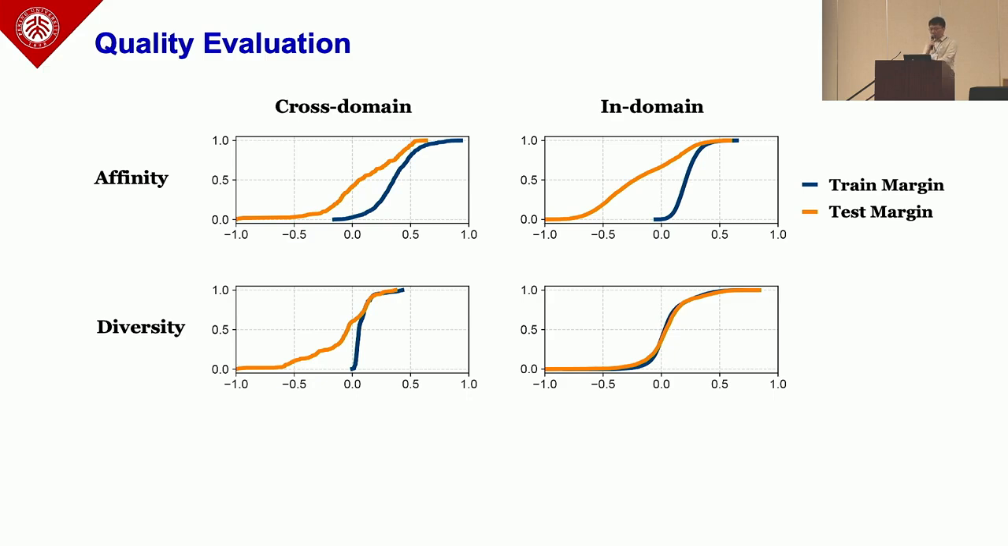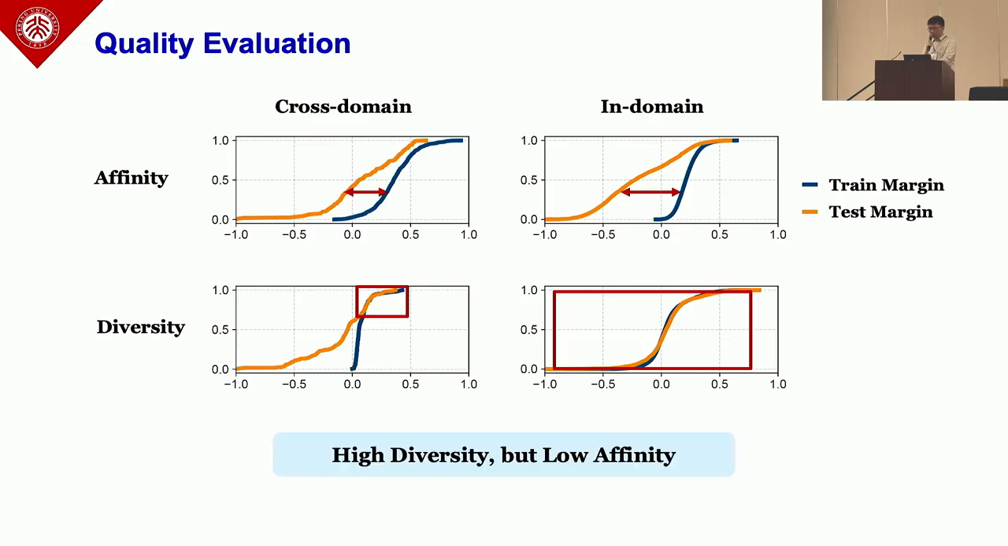For affinity, we observe a clear gap between the test and the training margins, as highlighted by the red arrow. This indicates a problem. Real and synthetic data don't align well. For diversity, the region marked by the rectangles shows that the margin distributions have similar shapes. This suggests that the synthetic data captures a wide range of variations. In short, today's wireless synthetic data shows good diversity, but still suffers from limited affinity.